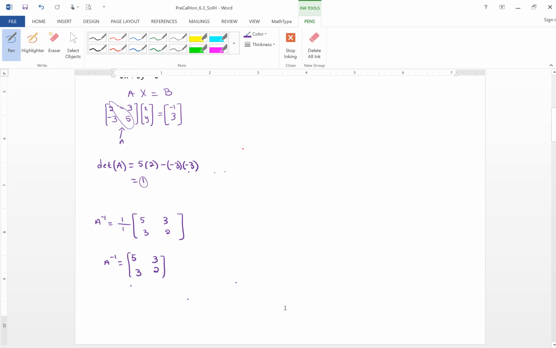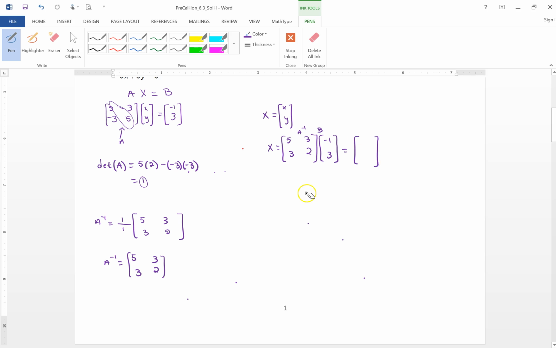Now, the answer, X, is the column matrix XY. So here's how I'm going to find X. It's going to be A inverse times B. What's the B matrix? -1 and 3. Okay? So remember, this is A and this is B. So I'm going to do A inverse times B. This is a 2 by 2 and this is a 2 by 1. So the answer is going to be a 2 by 1.